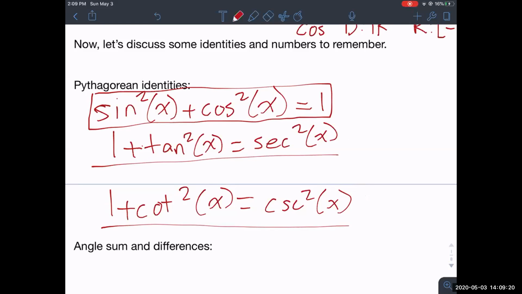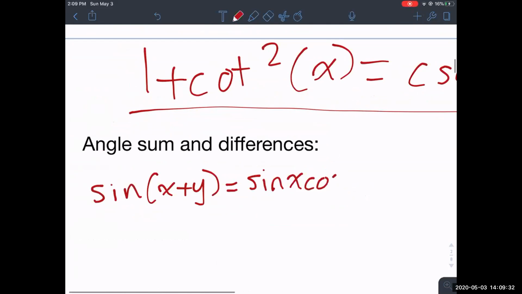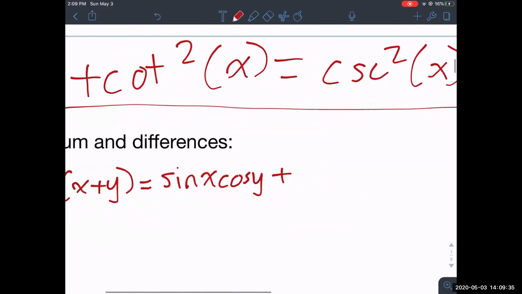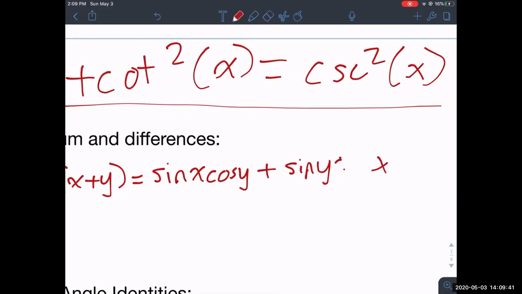Now, some angle sums and differences. So we have sine of x plus y. This is equal to sine x cosine y plus sine y cosine x. Oh gosh, that cosine just completely disappeared. What the heck?